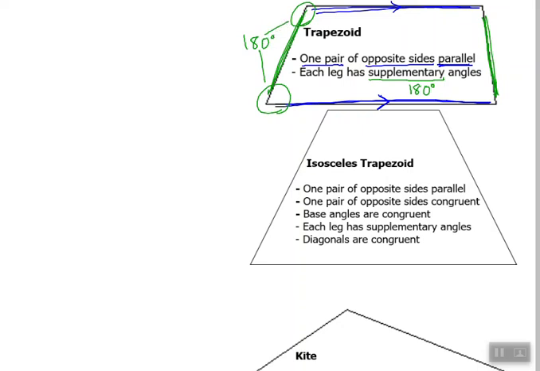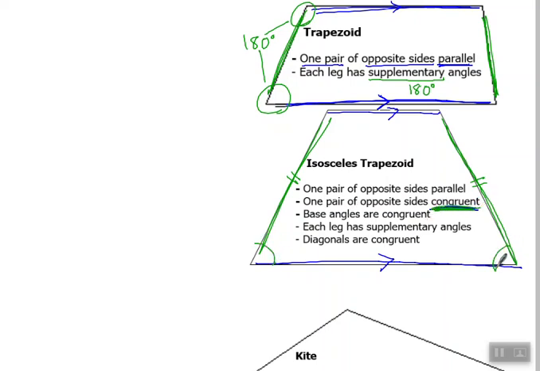An isosceles trapezoid is a specific kind of trapezoid where one pair of opposite sides is parallel, of course. One pair of opposite sides are congruent. So this time you do still have these parallel sides, but now you've got also the legs that are congruent to each other. The base angles are congruent, so that angle to that angle, and that angle to that angle. The leg has supplementary angles, of course, like the trapezoid, and the diagonals have to be congruent.